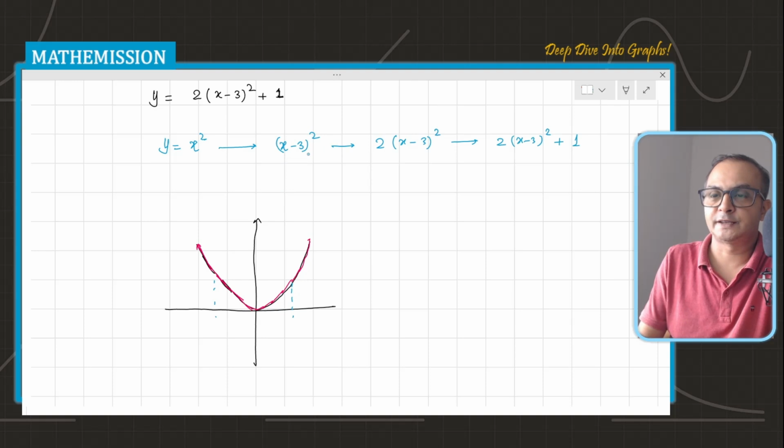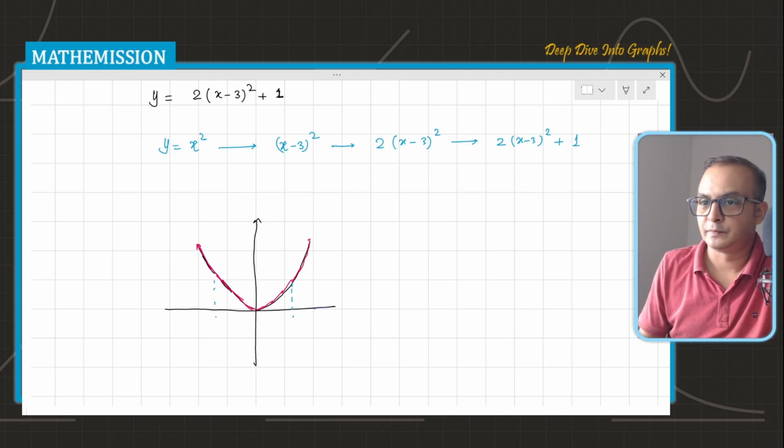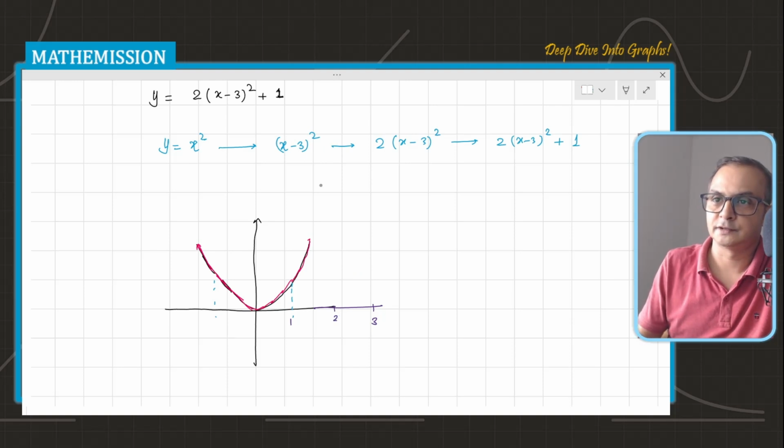So first of all, (x minus 3) the whole square, it means the graph I have to shift 3 units rightward. So let's say this is 1, this is 2, this is 3. So I've shifted the entire graph 3 units rightward. Let's say this is 2, so at 2 the value of the function is now 1 only, so it will become here, and so on. So this is the graph of the first transformation.